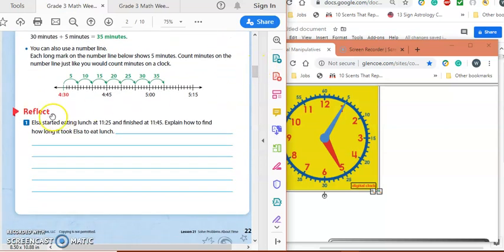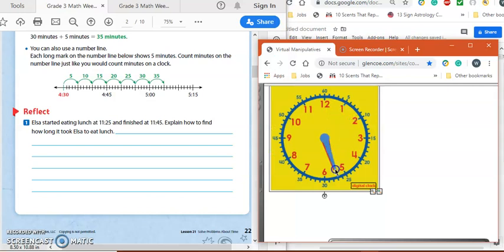Now it says to reflect. Elsa started eating lunch at 11:25 and finished at 11:45. Explain how to find how long it took Elsa to eat her lunch. Okay, so if we take our clock, we start out at 11:25. Now she finished eating at 11:45. So 5, 10, 15, 20, and it's 11:45. So it took Elsa 20 minutes to finish her lunch.